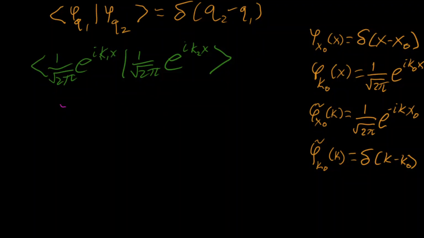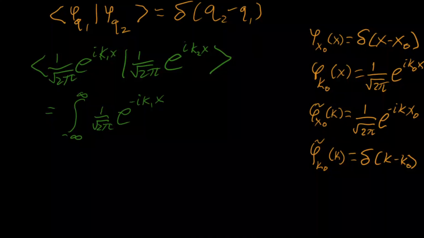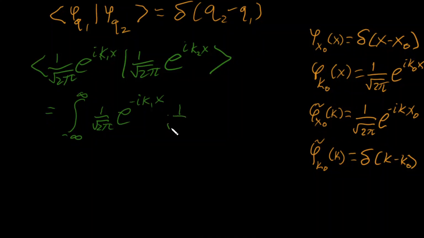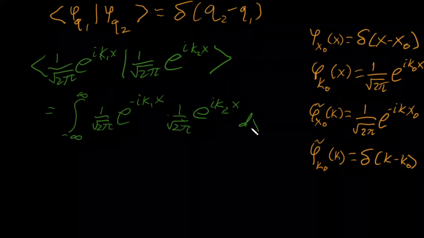Okay, so we put this into an integral. We've got the integral from negative infinity to infinity of 1 over root 2 pi. Again, we're taking the complex conjugate of this. The 1 over root 2 pi can just come out of the complex conjugate, it's real. e to the minus i k1 x, because we take the complex conjugate, times 1 over root 2 pi e to the i k2 x dx.